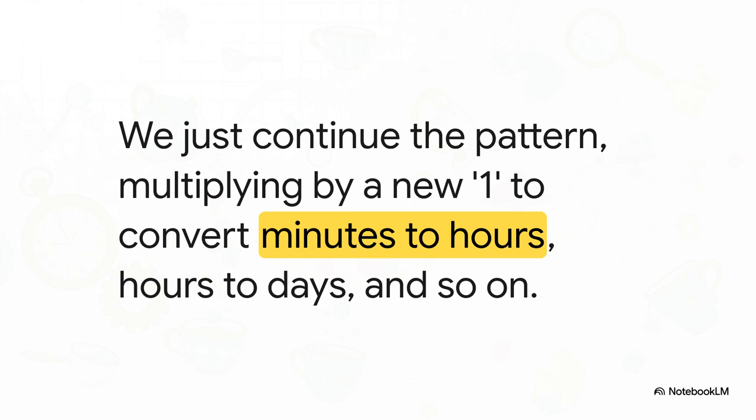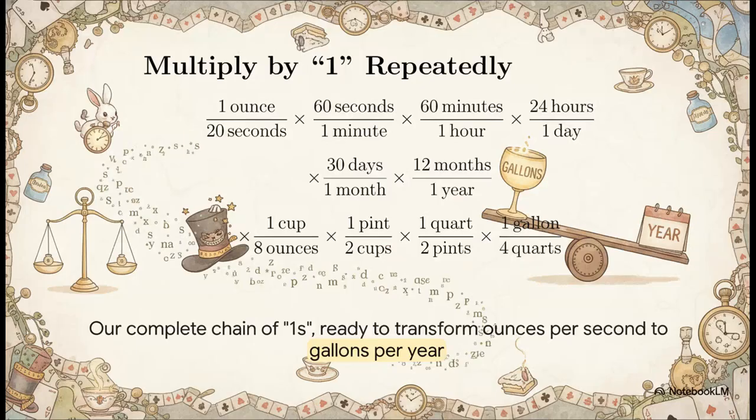And you know what? From here on out, it's just rinse and repeat. We've gone from seconds to minutes. So next, we'll multiply by another 1 to get from minutes to hours. Then another 1 to go from hours to days. We just keep building this chain, and each link in the chain transforms one unit into the next one we need. Okay, here it is, the full chain.